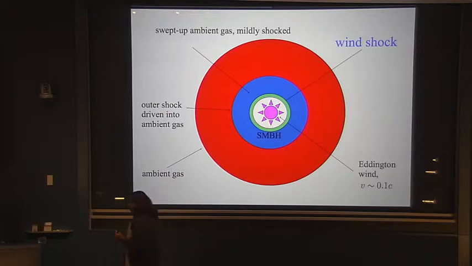Why are you saying that the blue is mildly shocked at 0.1 c? I would expect that to be many hundreds of millions of Kelvin, extremely shocked. Well, I think it's mildly shocked relative to the next scenario that I'm going to talk about. Sorry, yeah, mentally I'm comparing the two cases. Yes.